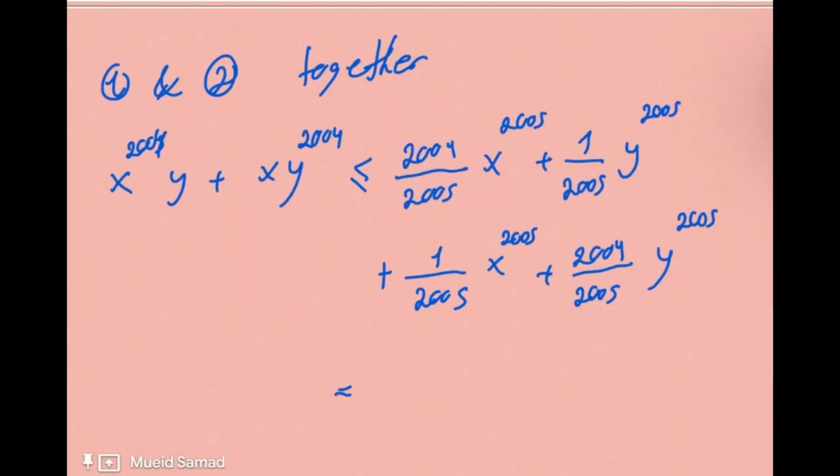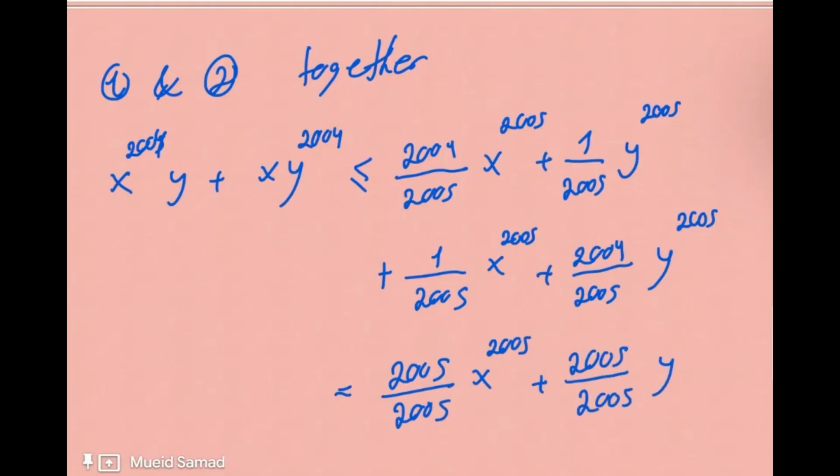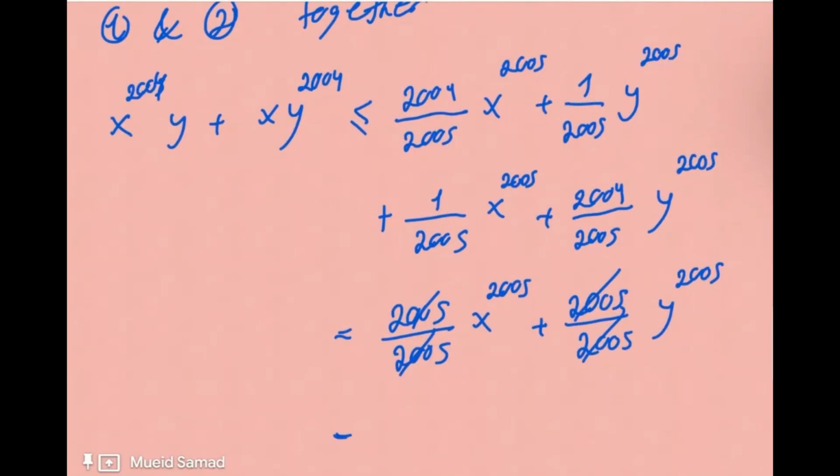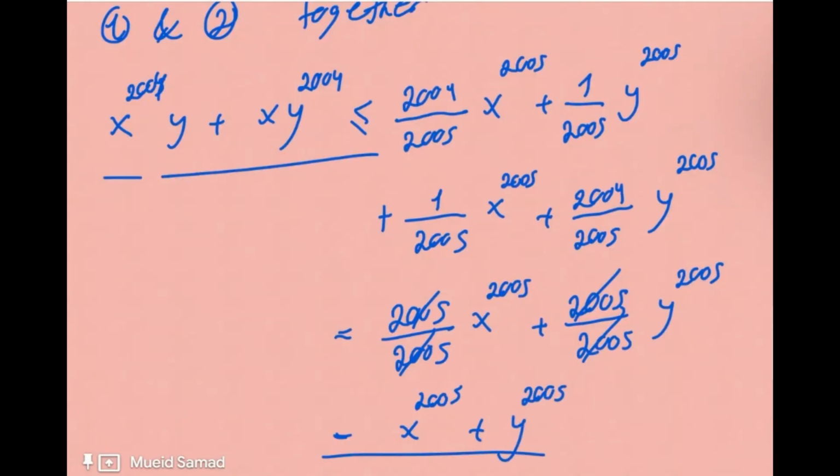Okay, so now we get 2005 divided by 2005, x to the power of 2005, plus 2005 divided by 2005, y to the power of 2005. Of course, these will just cancel, and then we have x to the power of 2005 plus y to the power of 2005. Yeah, and that's it, basically. We have finished our proof.